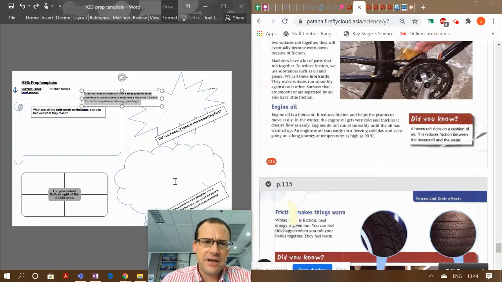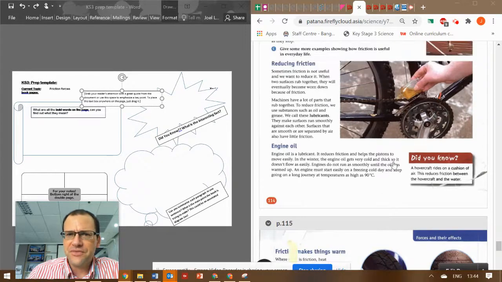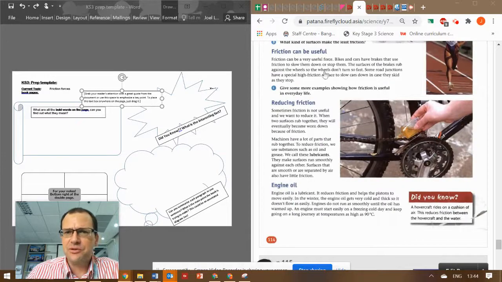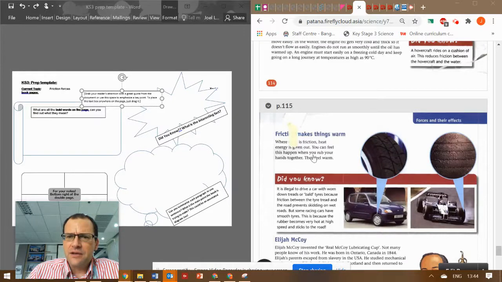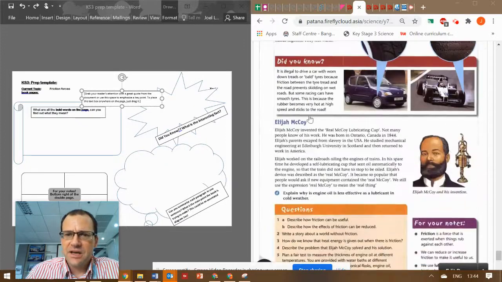That's the interesting fact. And then the really hardest bit here is the summarization of each paragraph in one sentence. So the ones we pointed out: friction can be useful. Why is friction useful? How do we reduce friction? And why is it useful to make the friction on your tyres much better?